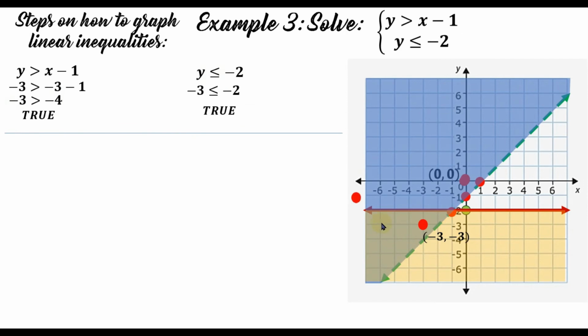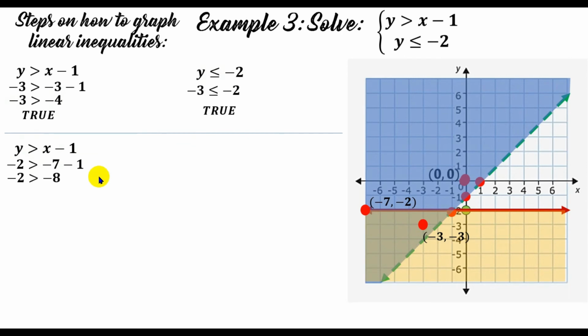Another point, so we have here negative 7 and negative 2. So, nandun siya sa solid line natin. And we can accept that. So, let's check. Y is greater than x minus 1. Ang y natin ay negative 2. Ang x natin ay negative 7. So, negative 7 plus negative 1.